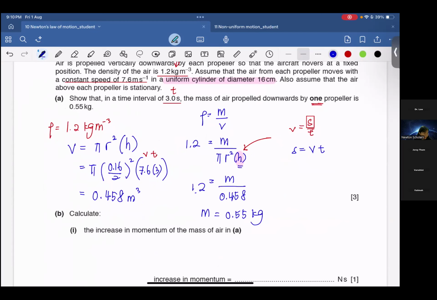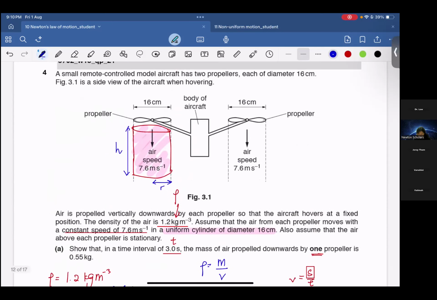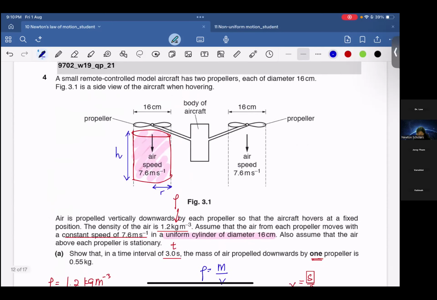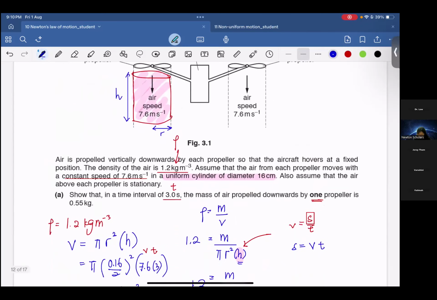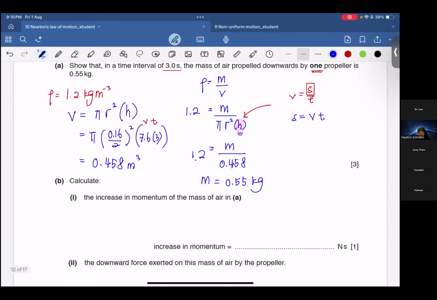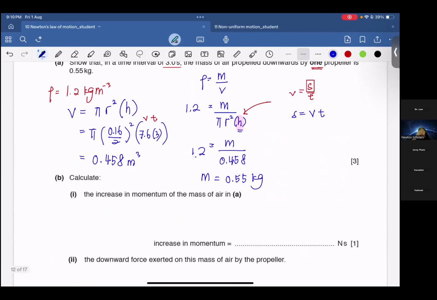Okay, boys and girls, B. Calculate the increase in momentum of the mass of air in A. Calculate the momentum of the mass. How much is the increase? Why do we say increase? Initially, the mass of the air particle is not moving. Then after that, we move it. So here, change in momentum.